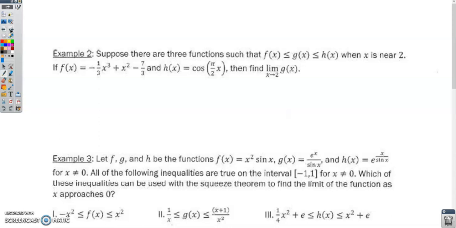And so knowing this relationship, this example is kind of setting us up to use the squeeze theorem to find the limit as x approaches 2 of g of x. So in order for us to find that, what we first need to do is find the limit of these other two functions. So I'm going to find the limit as x approaches 2 of f of x, which we're going to get by just substituting 2 in there.